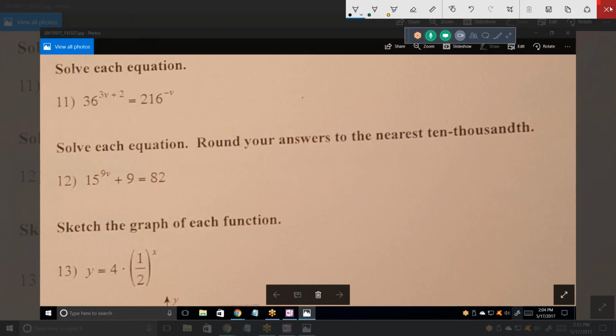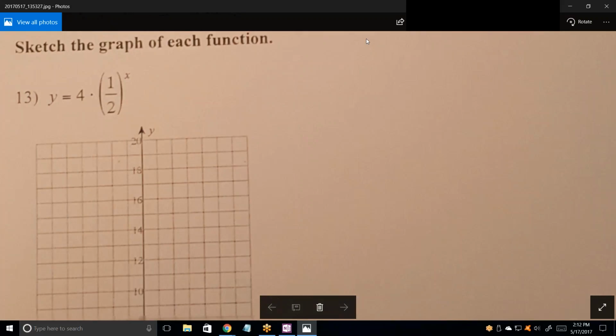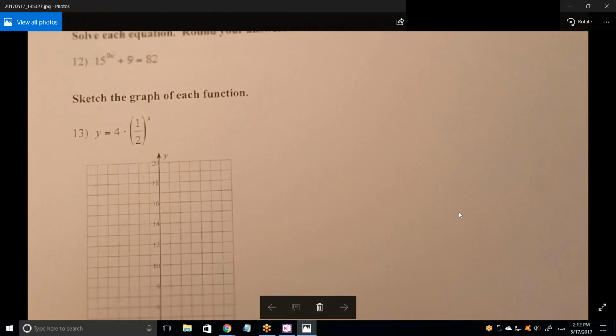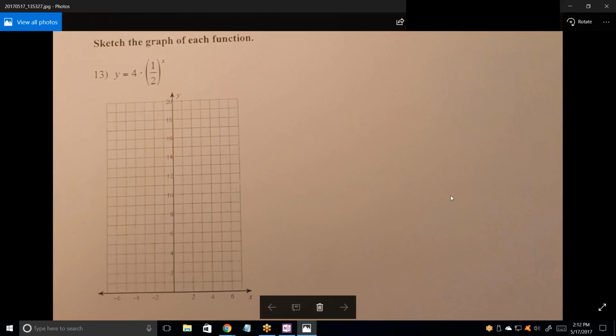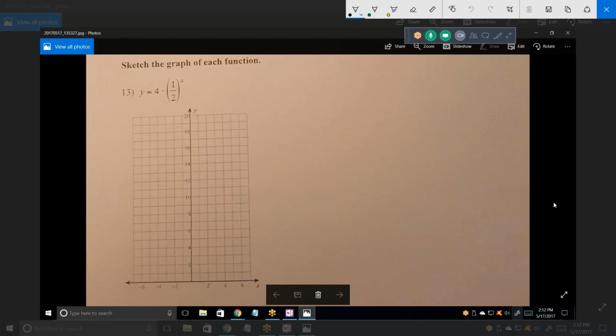Hold on a second. Let's see. We just did 12, right? Yep. And then the next is the graph. Yeah. Yeah, hold on a second. I need to shrink it a little bit before I can take a picture of it. Okay.